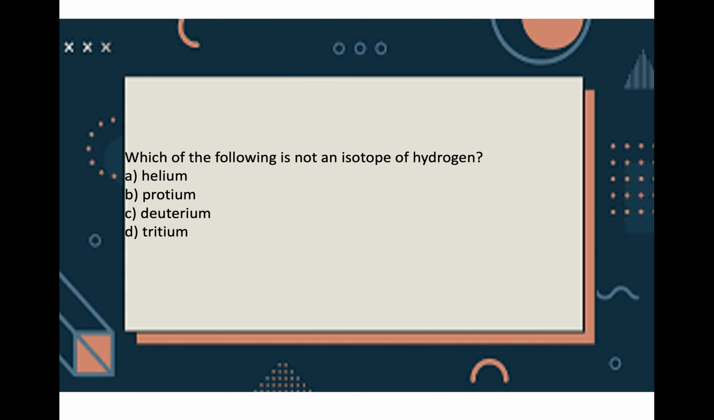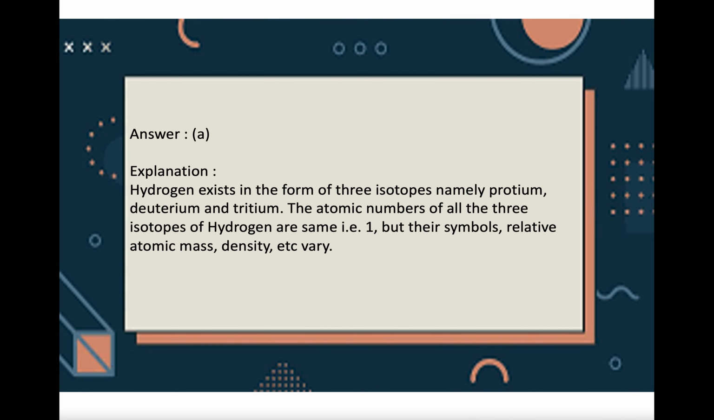Next question, which of the following is not an isotope of hydrogen? A. Helium, B. Protonium, C. Deuterium, D. Tritium. All of you know that helium is an element which is placed in position 2 of the periodic table. So naturally option A is the correct answer. Hydrogen has three isotopes, which are protonium, deuterium and tritium. The atomic numbers are all the same, but the mass numbers are different. That is what we call isotopes. So the element helium is the answer, option A.